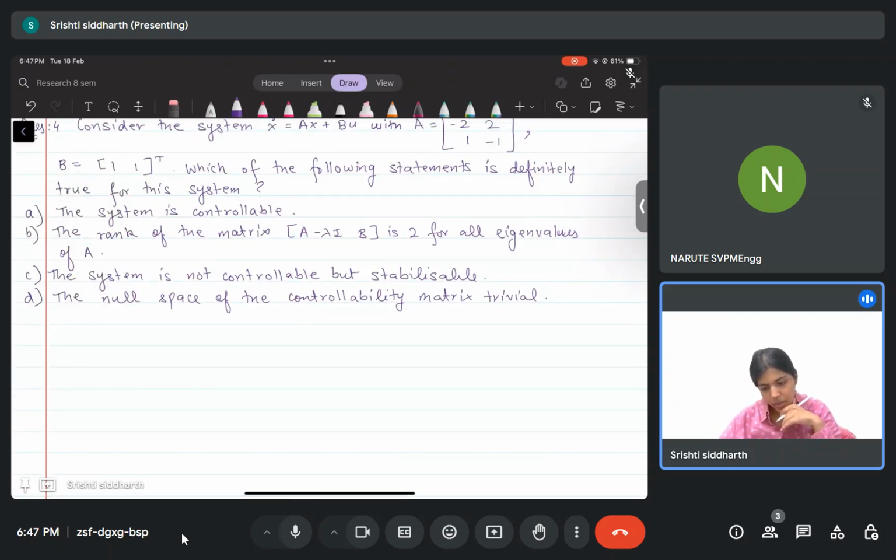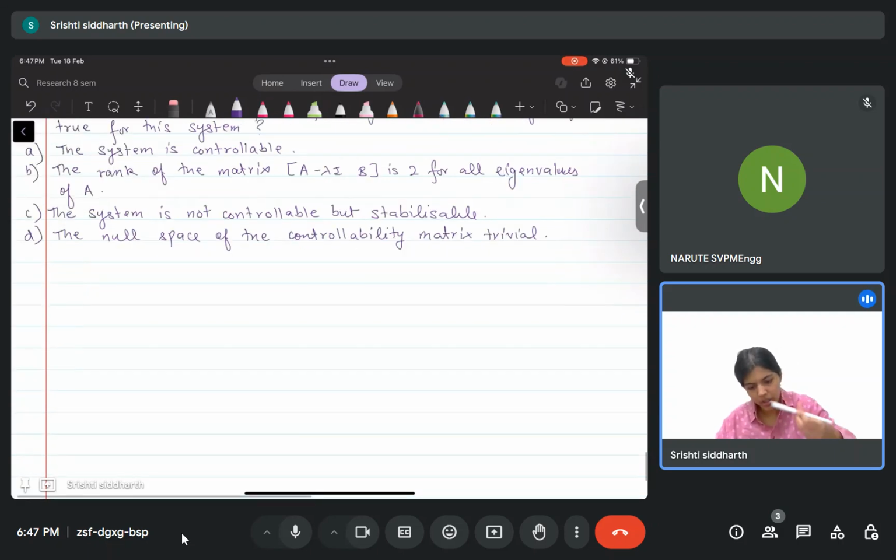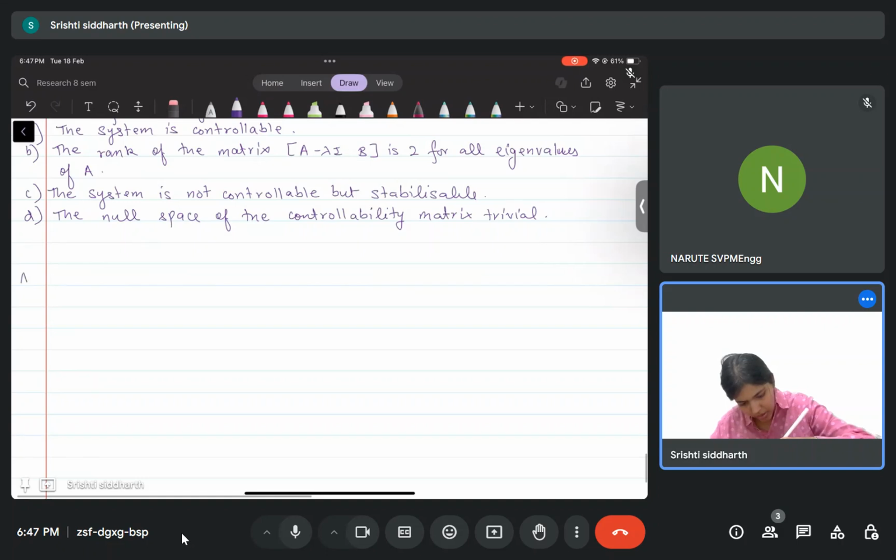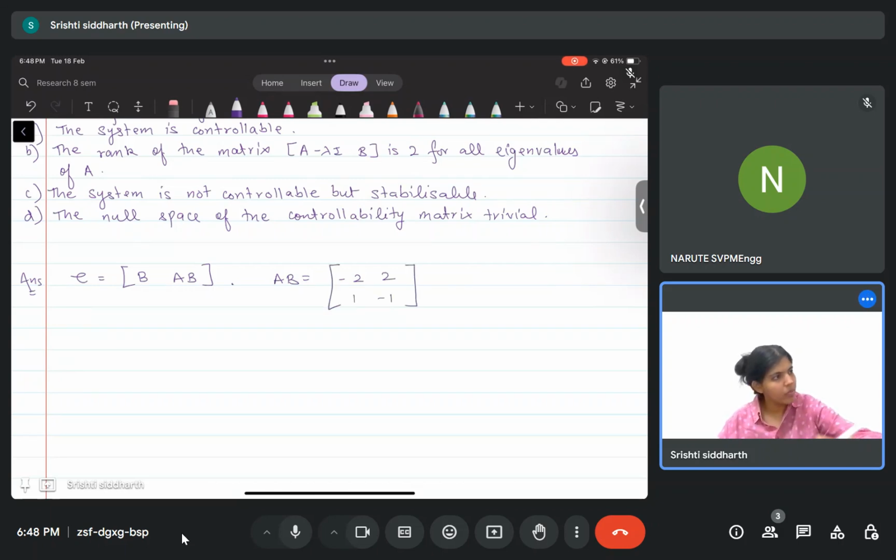Alright, so you can see if we calculate the controllability matrix, then we can figure out statement A, statement D, and let's see maybe B also, right? Because it's the PBH test. So let's see. Controllability matrix for n equals 2 is B, AB. And AB is simply minus 2, 2, 1, minus 1 times 1, 1. This is going to be 0, so 0 and 0. Therefore, C is simply 1, 1, 0, 0.